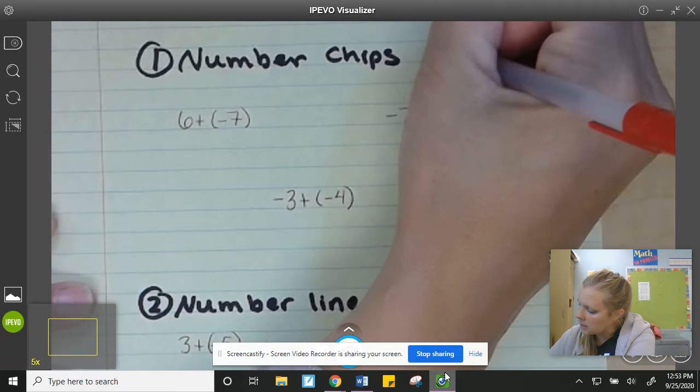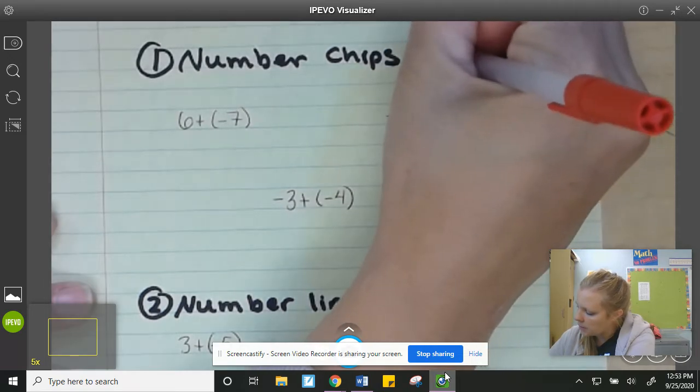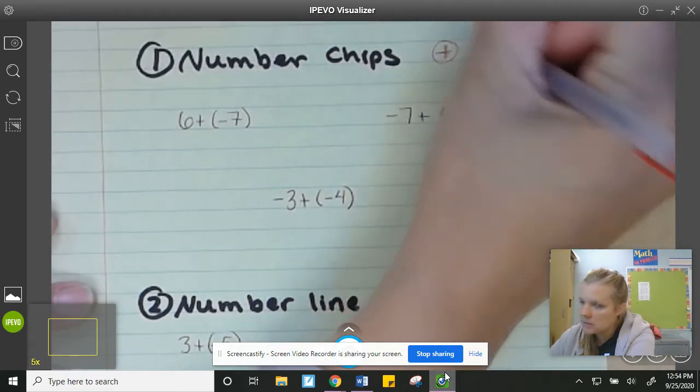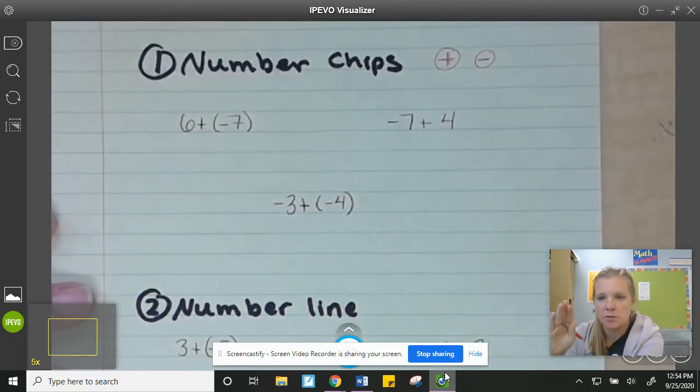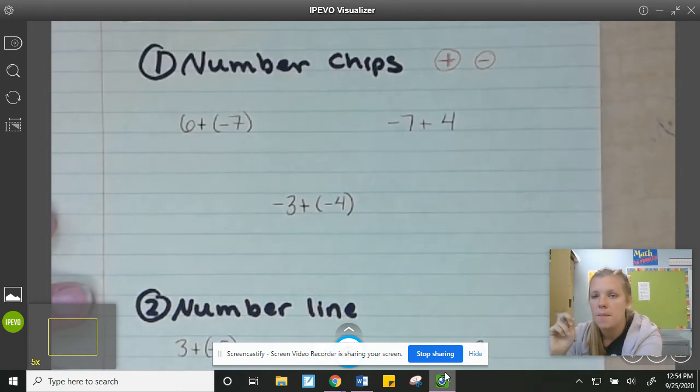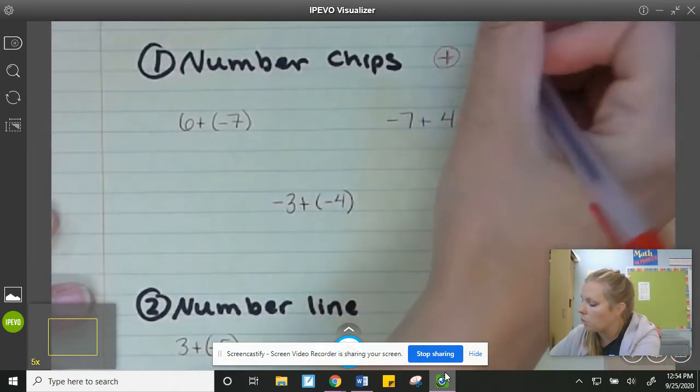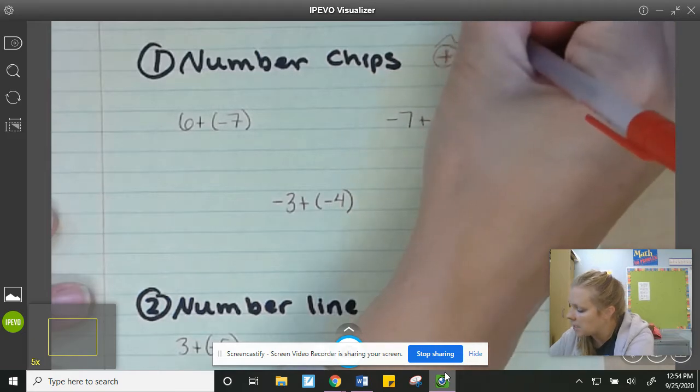Number chips look like this. They're plus signs and minus signs. And if we were in school, I might be able to give you little circles, and one side is red and one side is yellow, and you might have used those in the past. But they're representing positives and negatives. And the important thing is that one positive and one negative is called a zero pair.